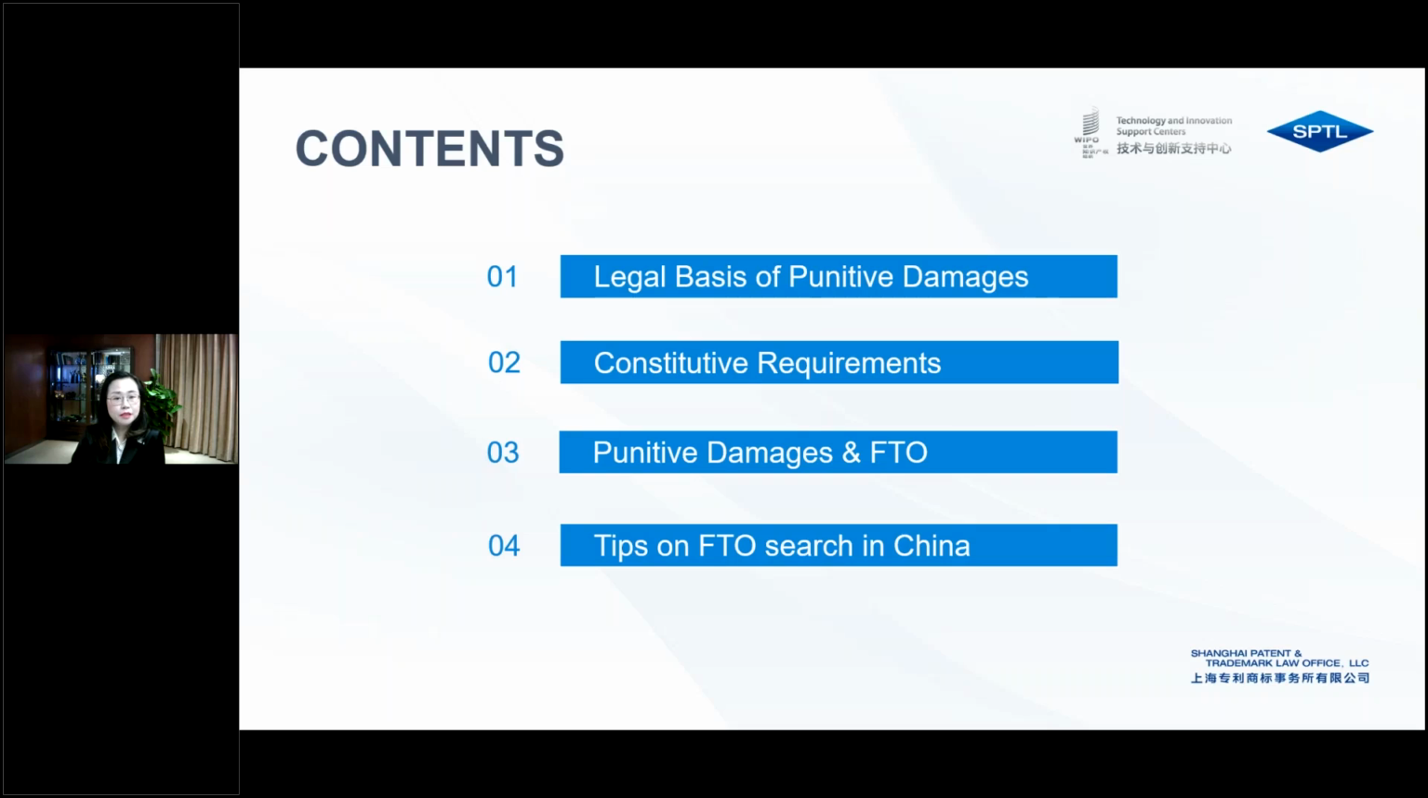Today we will talk about punitive damages and the FTO in China. There are 4 parts to today's webinar. First, we will go through the legal basis of the punitive damages system related to intellectual property in China. Then, we will talk about constitutive requirements of punitive damages. In the third part, what's the relationship between punitive damages and FTO? Why is FTO analysis so important? What factors should be taken into consideration in doing FTO analysis? These questions will be discussed. And at last, some tips and examples for a comprehensive FTO search in China will be given.